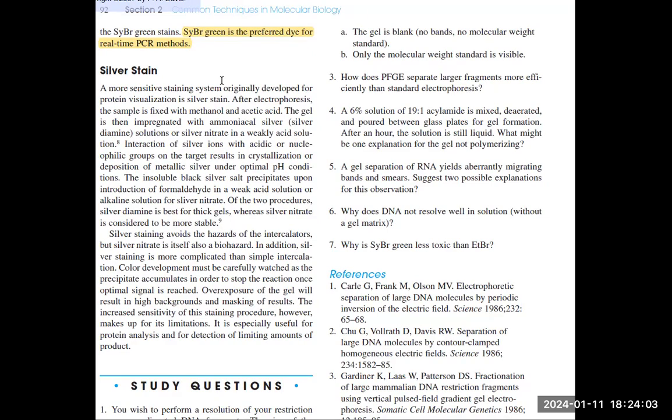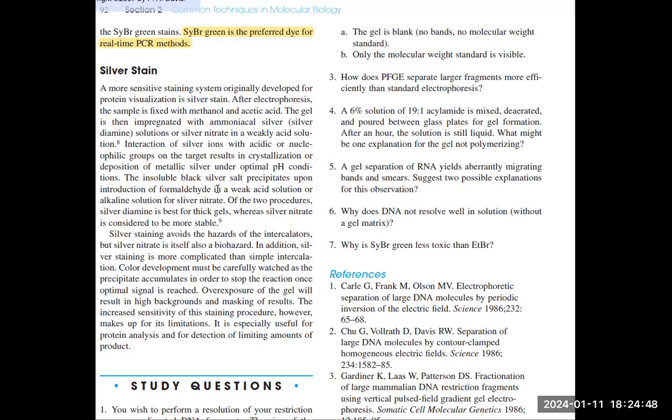And before, guys, I know you are very familiar with silver staining in histopathology, but we can also use this in molecular diagnostics. So after electrophoresis, our sample is fixed. We do fixation using acetic acid and methanol. And then after fixation, our agarose gel will be impregnated with ammoniacal silver, silver diamine solutions, or we can also have silver nitrate. So we have two types, diamine and nitrate, in a weakly acid solution. This will give you an insoluble black silver salt precipitate. So it's black silver.